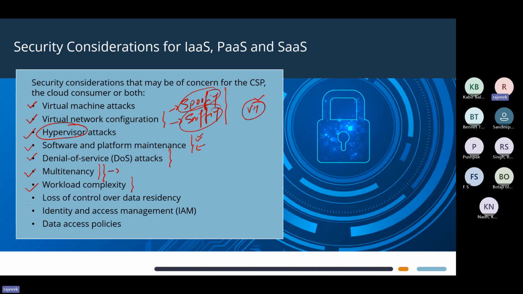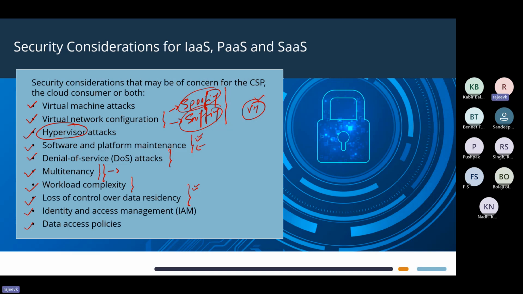Loss of control over data resiliency. Where the data is located and how exactly it is shared, that visibility you must have. Identity and access management and data access policy. So these are some of the considerations, the points on which you have to work. In our upcoming discussion, these are some of the major discussion points we are going to cover to understand how we can secure infrastructure specifically on these concern areas.